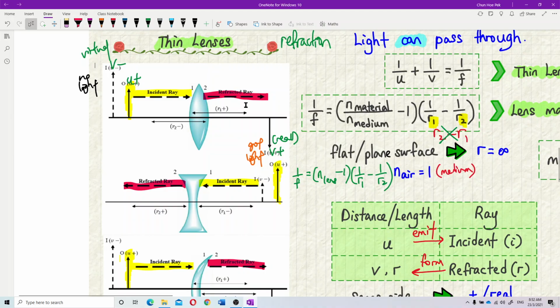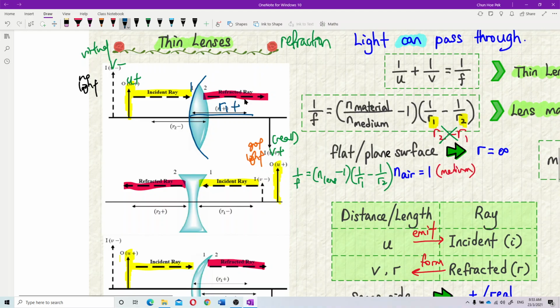Now how about the radius? Look at the surface. Which surface is the first surface? This surface is the first surface, because it receives the incident ray. The radius is this one, radius 1. Remember, radius is always compared with the refracted ray. So this radius is on the same side as the refracted ray, so this R is positive.